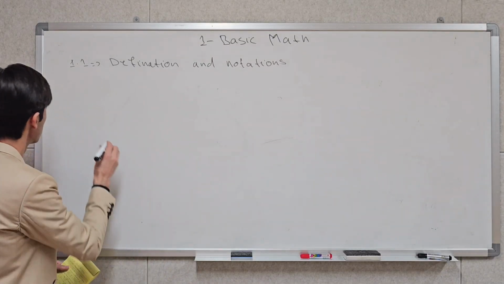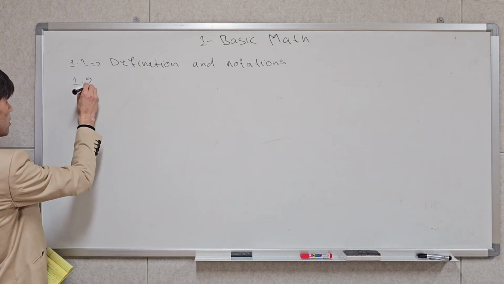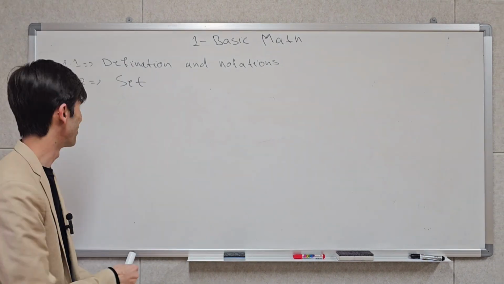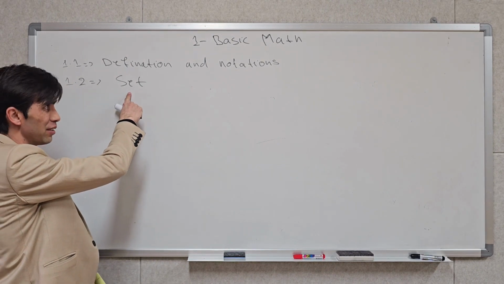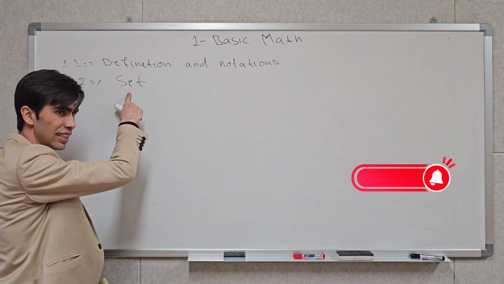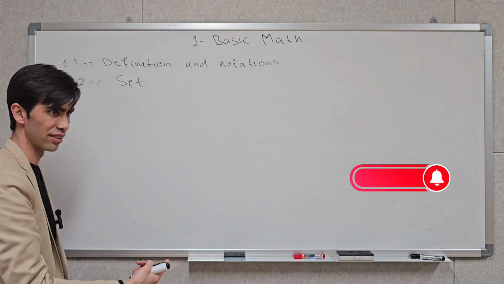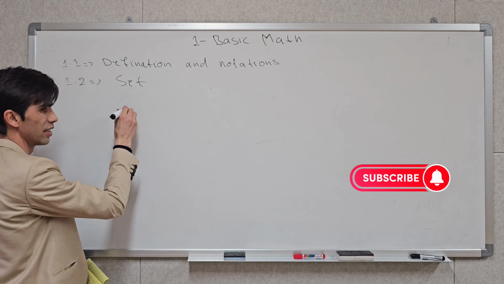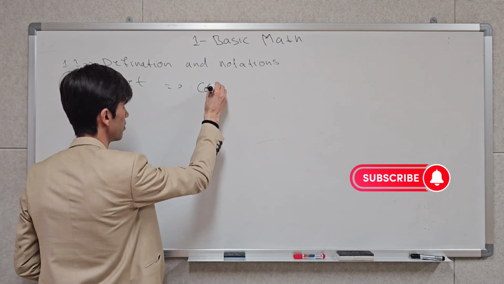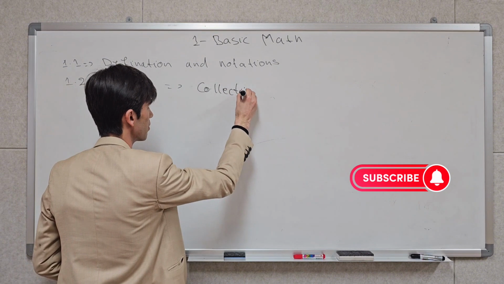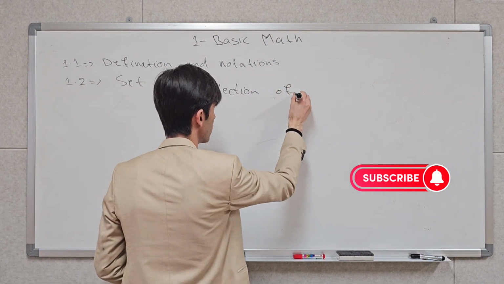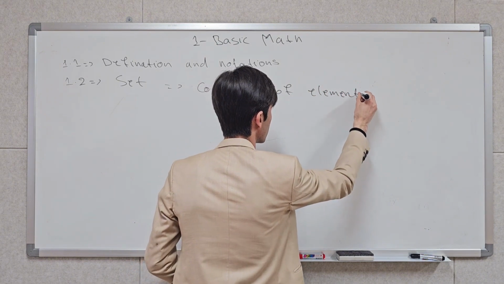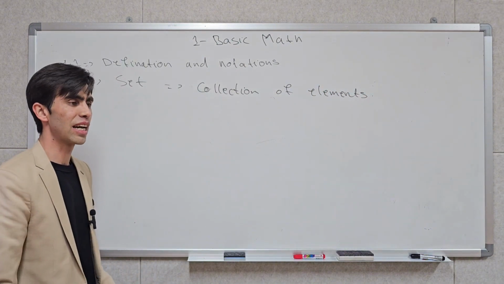Okay. So the next thing is set. The other thing that we mostly use in microeconomic theory, or in general in economics, is set. What is a set? A set is a collection of elements, and elements can be anything.